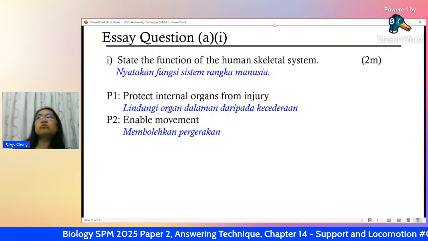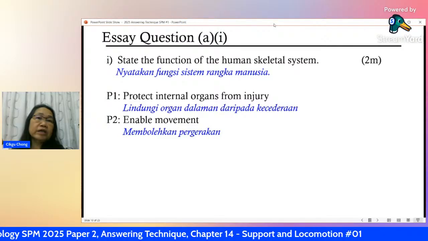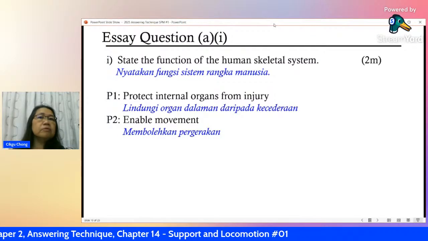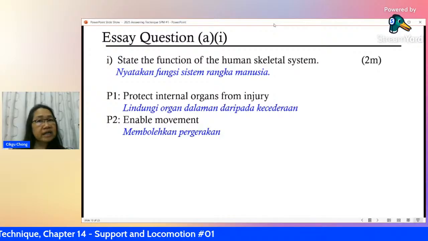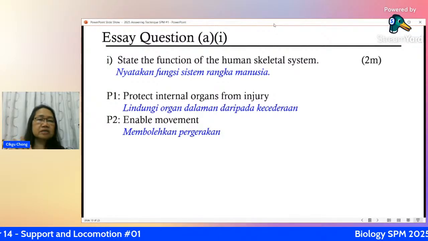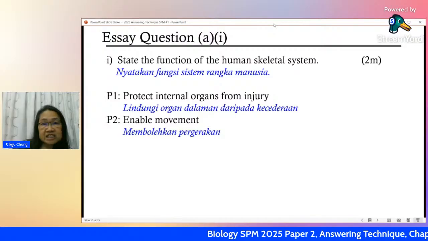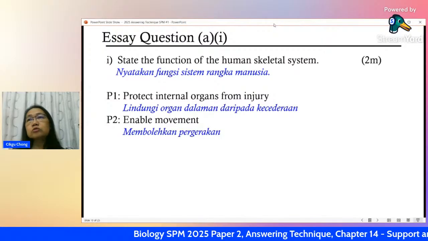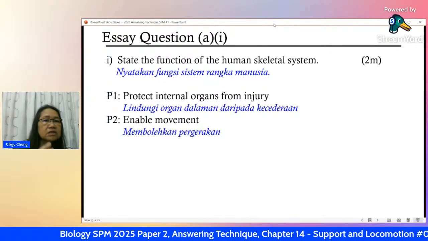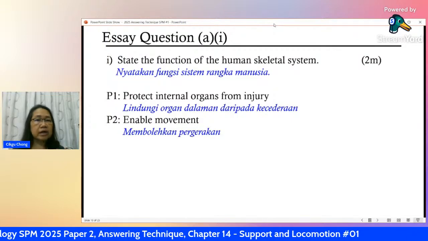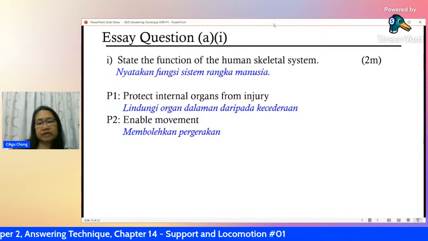Okay. 2, enable movement. Why are we able to move our arms up? Because there's a bone inside there that allows the arm to be lifted. So when it is lifted, your arm is also moving at the same time. Okay, enable movement. And talk about the legs as well. Why are you able to walk? Because your muscles actually pull the bone, and the bone moves, so you move as well.